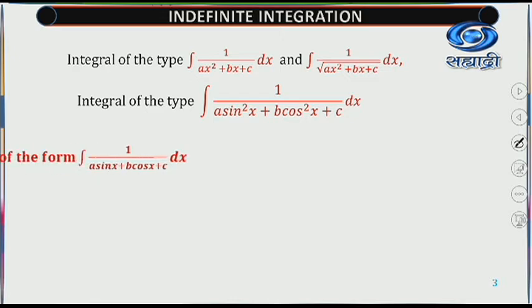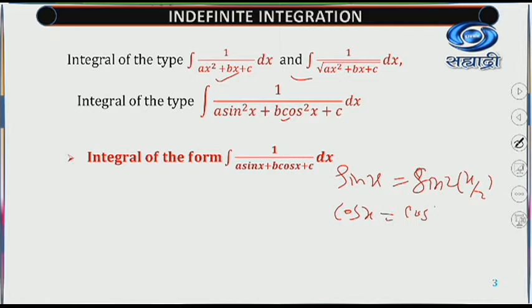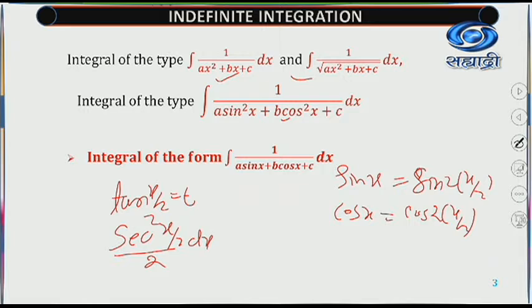Now I am revising it. Now, integration of the next form. Here there is a sin x, so we use the half angle formula: cos of x is cos of 2 into x by 2. And we substitute tan x by 2 equal to t. Then we get 2 into sec square x by 2, and dividing, we get half dx equal to dt.